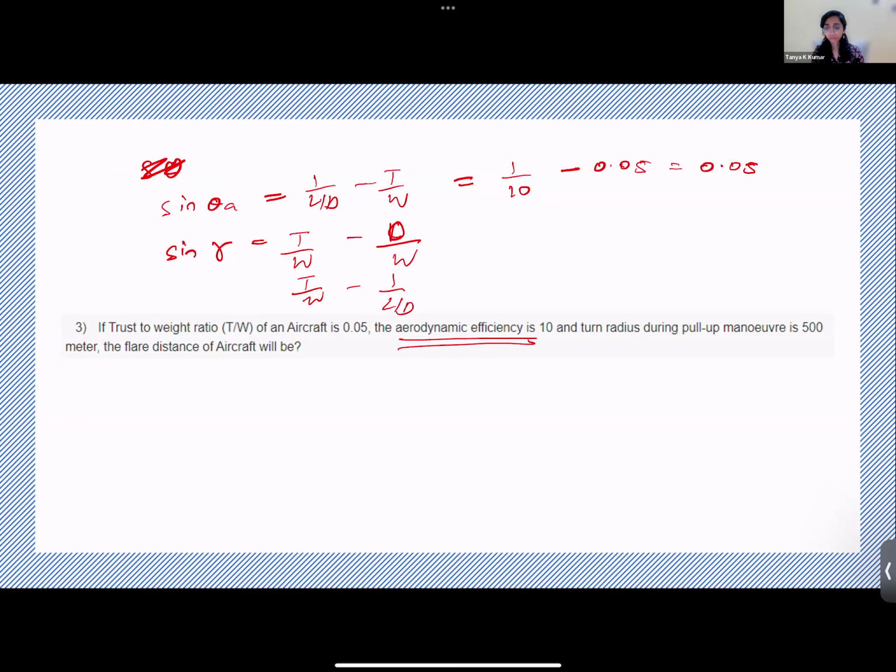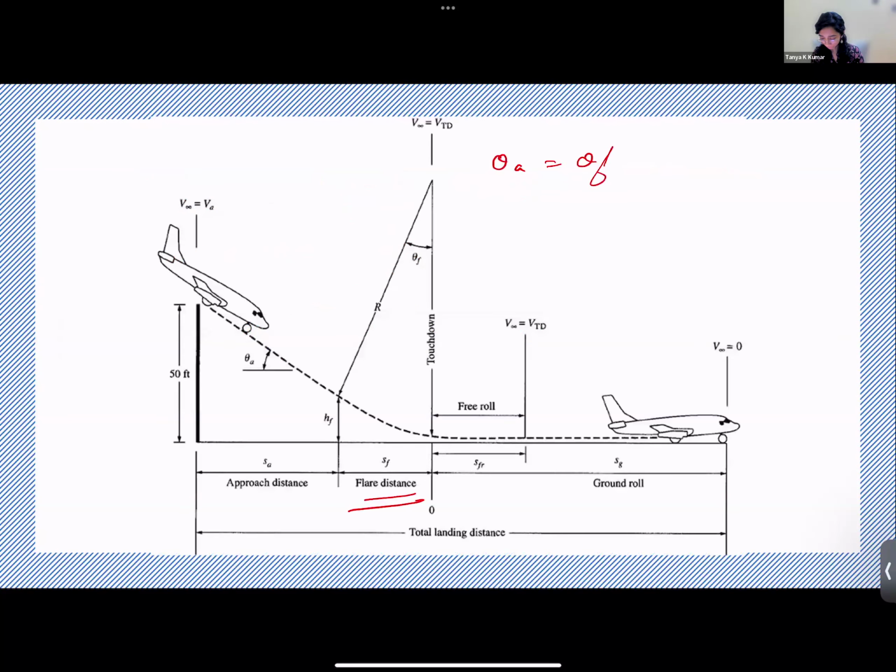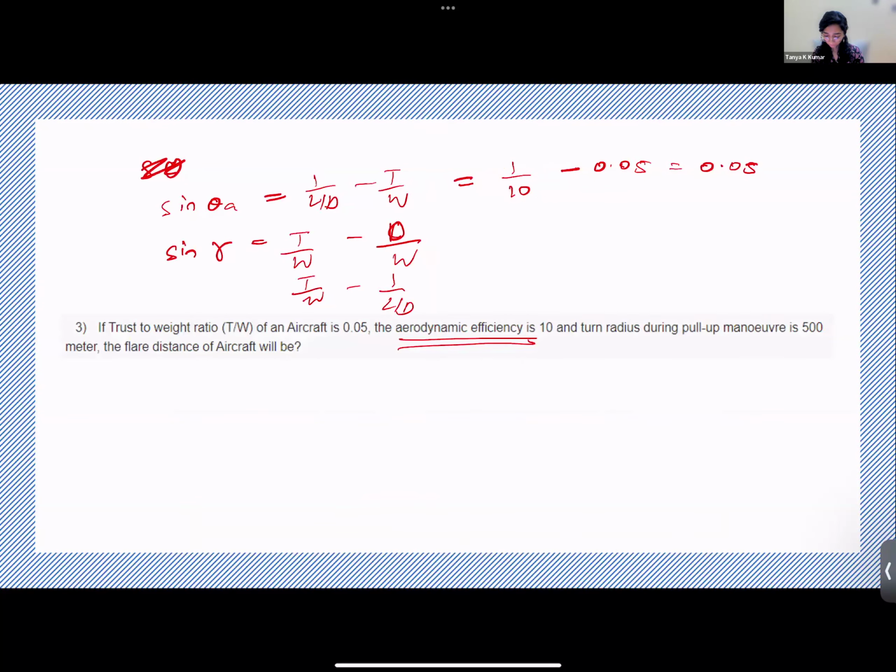Now, so they've asked you the flare distance. They've asked you this arc length. What is it? So if I say SF as the flare distance, it will be just R sine theta F. And R is given to you as 500 meters. So 500 into 0.05, which is 25 meters. Yes? Were you able to understand this? It's clear? Right. Next question.